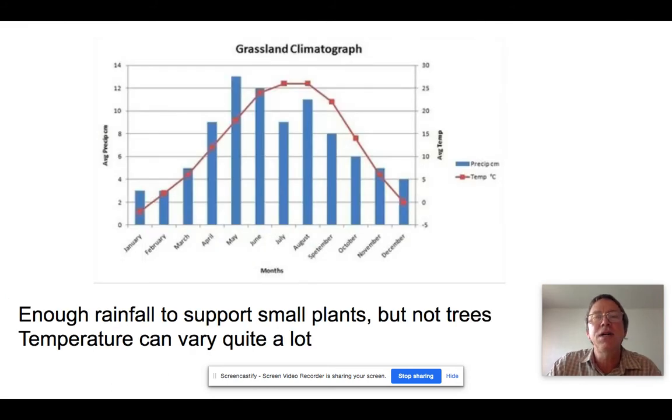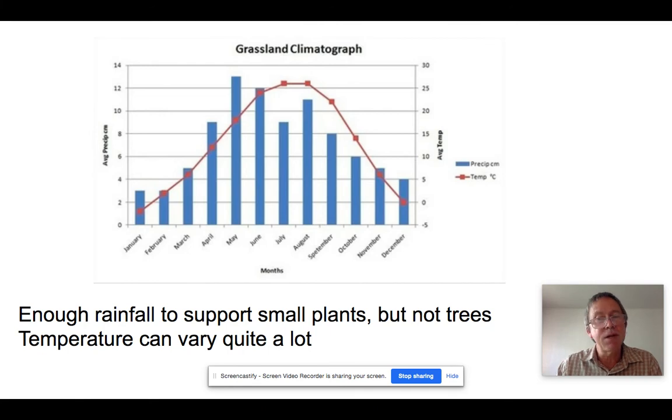So basically, if we look at a climate graph, what we need to notice here is that the precipitation is low. And you can't just compare one climate graph to the other because they tend to scale the y-axis a little bit differently. So we see here, this is centimeters. At most, our rainiest time in this particular graph was a little over 12 or 13 centimeters. So it's not a lot of rainfall. It's more than you get in a desert, but not a whole lot. So basically, there's enough rainfall to support small plants like shrubs and grasses, but not trees.